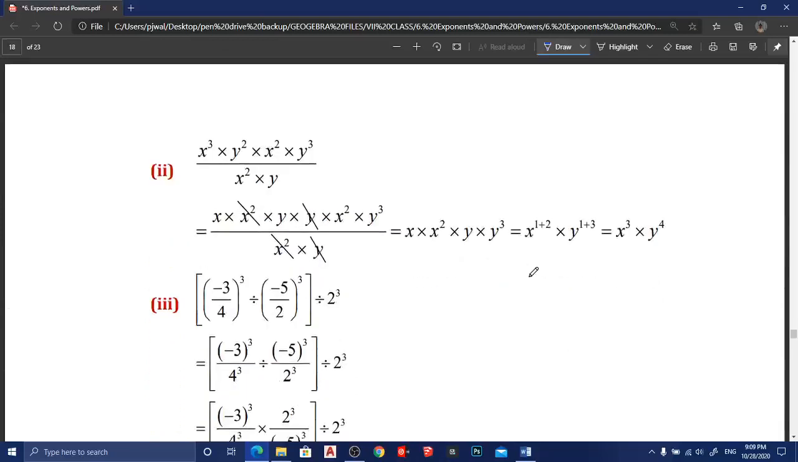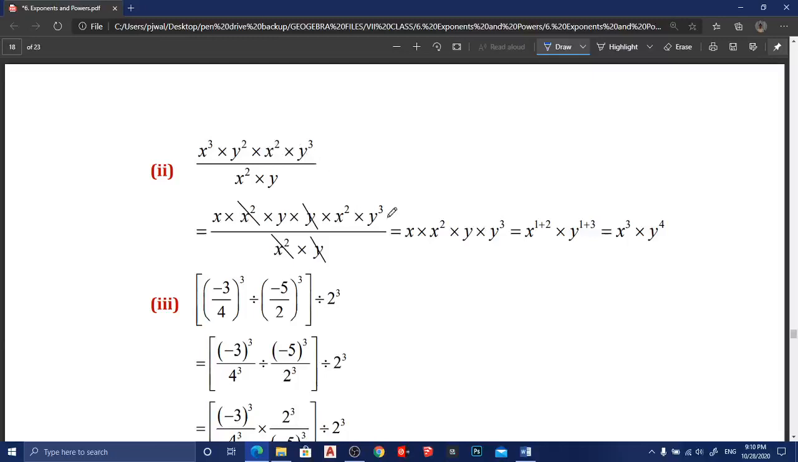Next, x cube into y square into x square into y cube by x square into y. To simplify them, I am splitting them. So x cube I am splitting as x into x square. Y square I am splitting as again y into y, because here only y is there in the denominator. To cancel this, I am splitting it as y into y. This also I am splitting as x into x square, because here x square only is there.